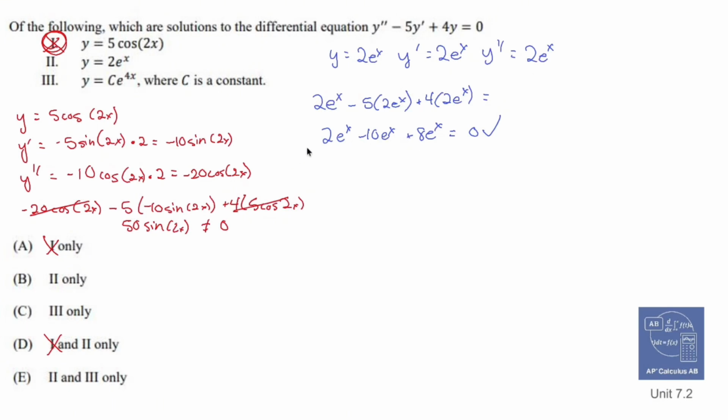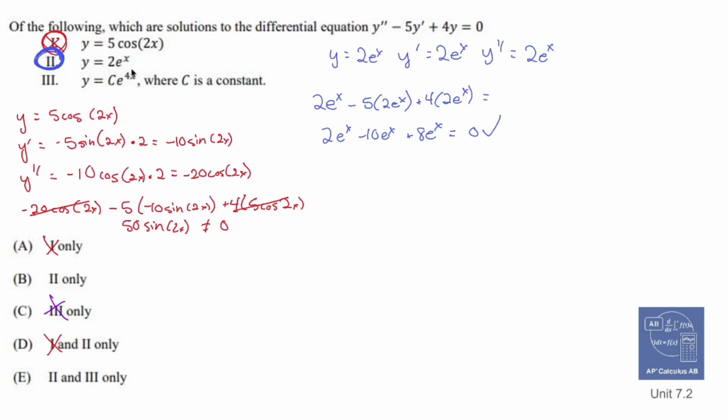So 2 actually does work. Hooray! So that is a possible option, but we're not done yet because I could still get 3. So let's test it out. It's not going to be 3 only, we know that, so if we want to get rid of you for funsies, let's get rid of you.